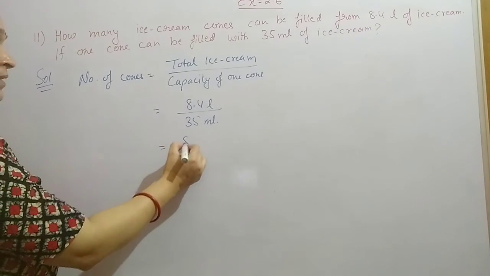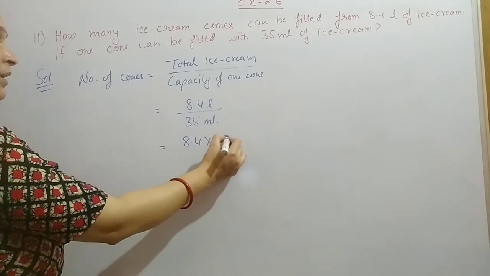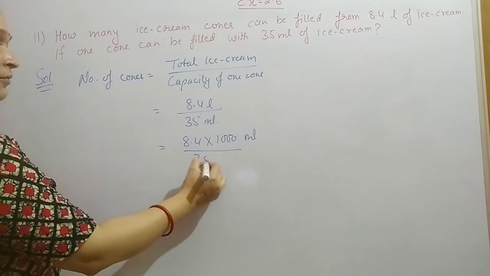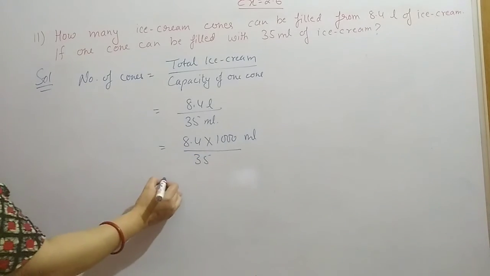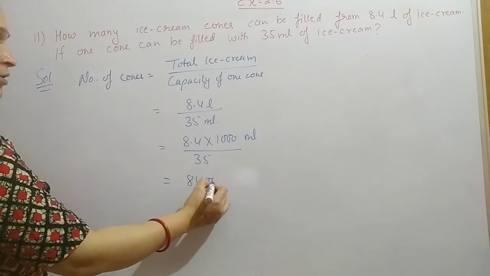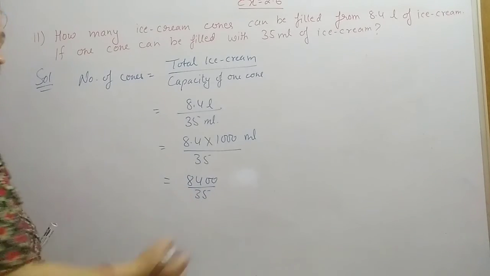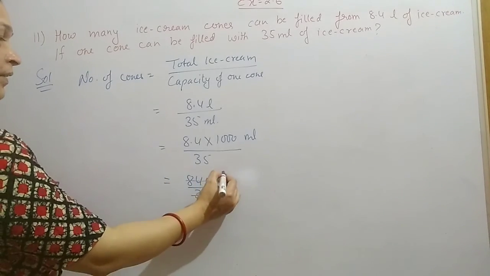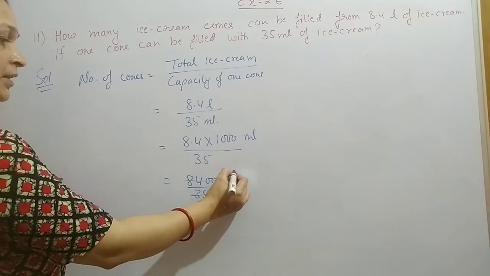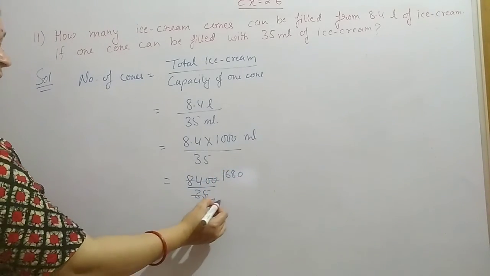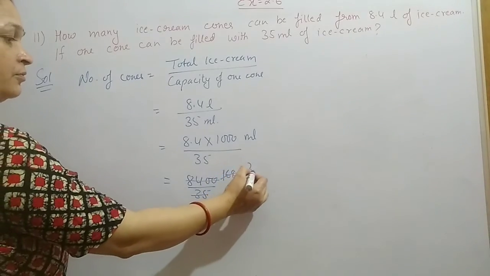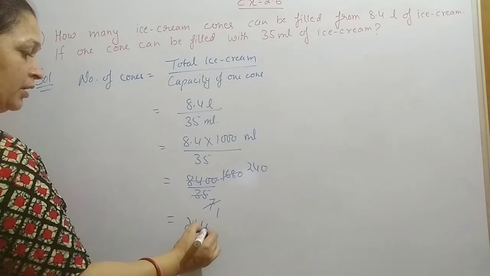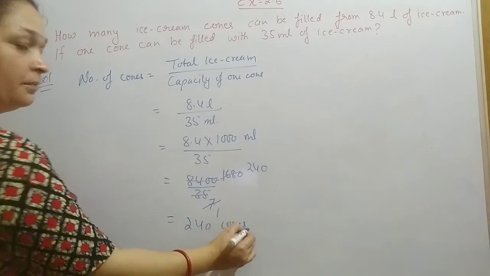1 liter is equal to 1000 milliliters. So multiplied by 1000, 35. After multiplication with 1000, it will become 8400 by 35. You can cancel now with 5 table. 5 7s are 35, 5 1s are 5, 5 6s are 30, 8 and 0. Again 7 1s are 7, 7 2s are 14, 7 4s are 28 and 0. So total 248 cones we can fill by this.